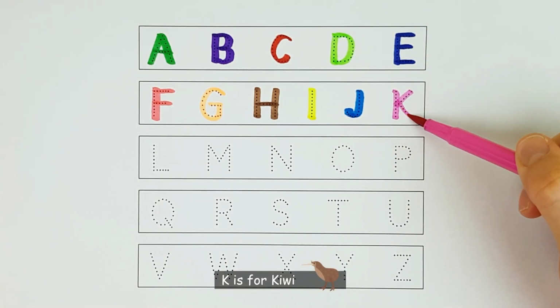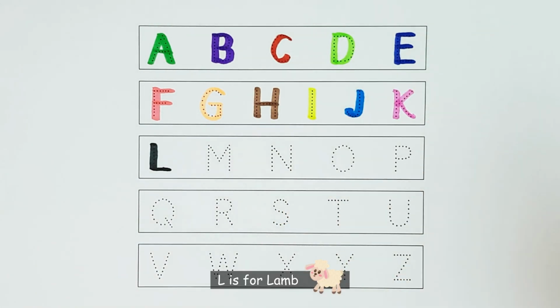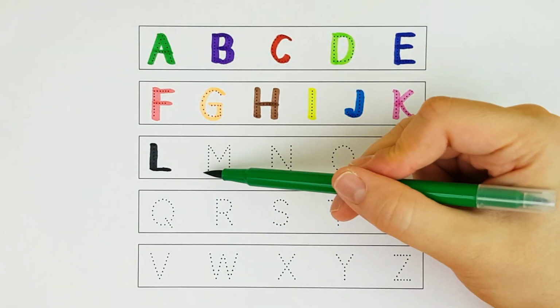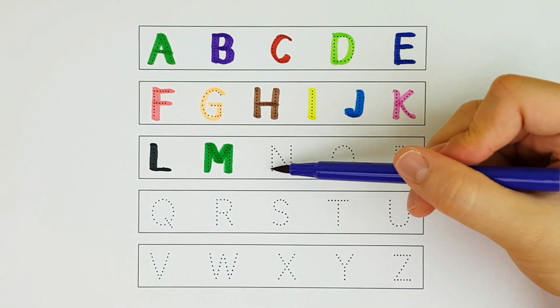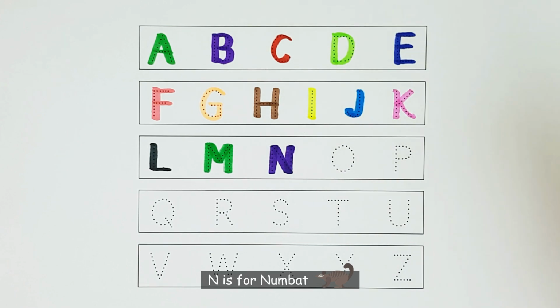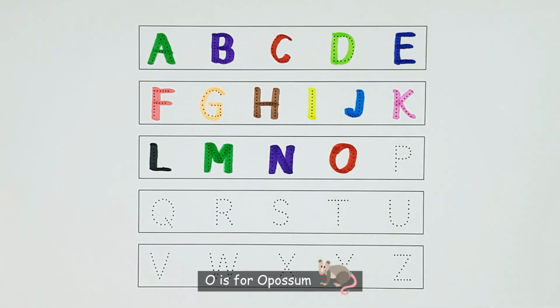K is for kiwi. K. L is for lamb. L. M is for monkey. M. N is for numbat. N. O is for opossum. O.